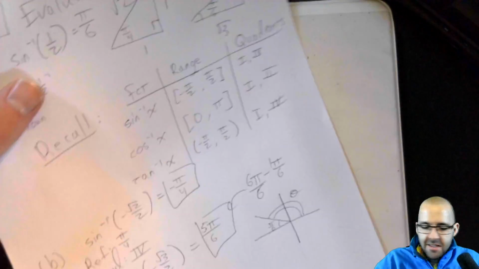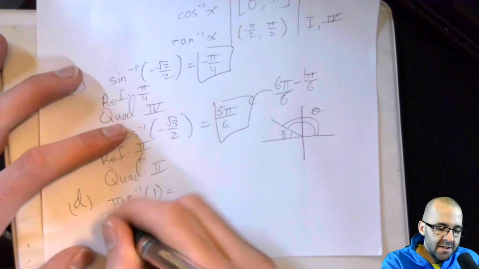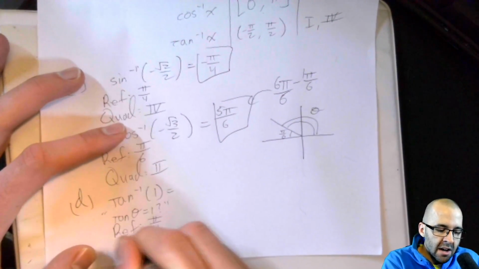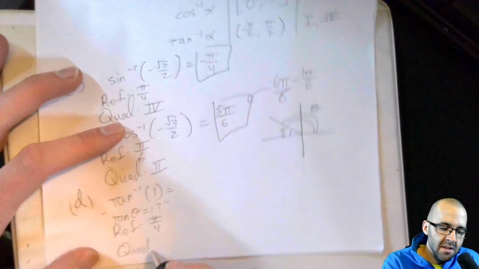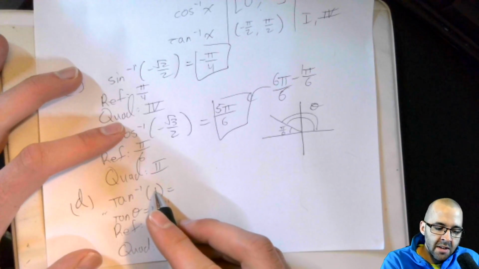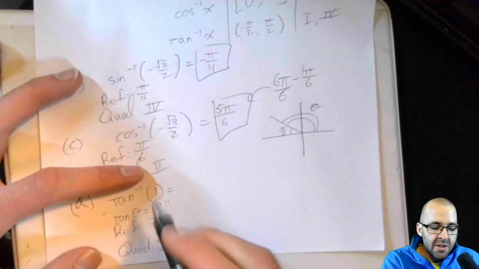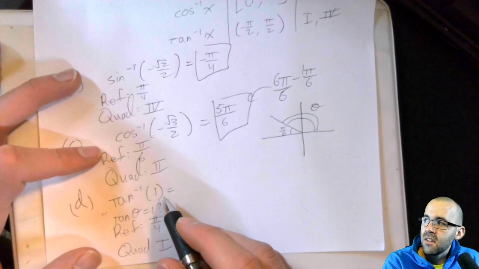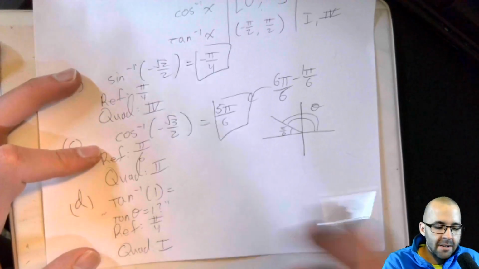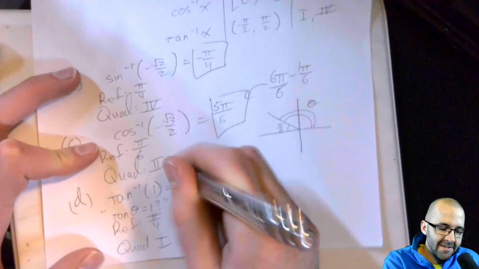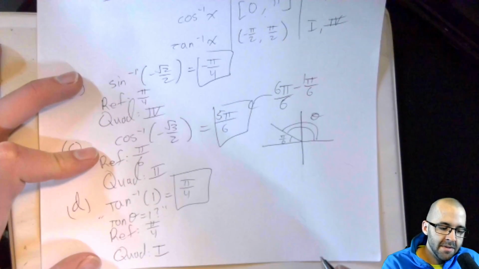Okay, I have too many pieces of paper here. So our reference angle is going to be pi over 4, and our quadrant, well, it's positive 1. Anytime you see a positive, we always know we're in quadrant 1. It's only when we have negative angles that we have to worry about what quadrant we're going to be in. So our answer really is just pi over 4.